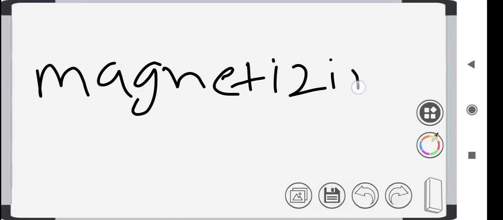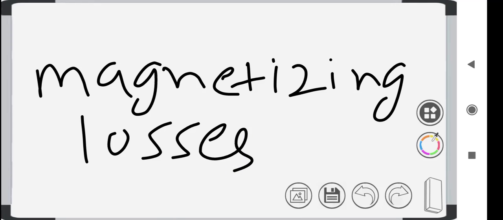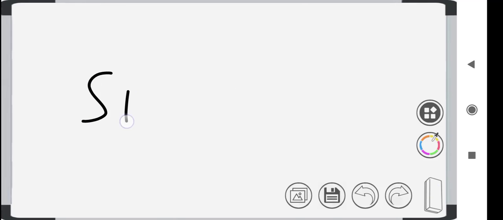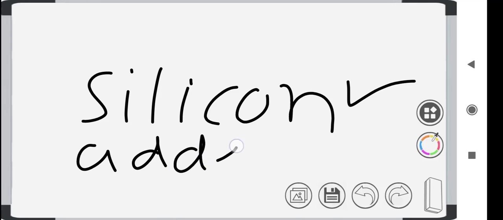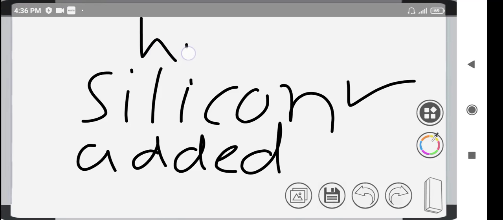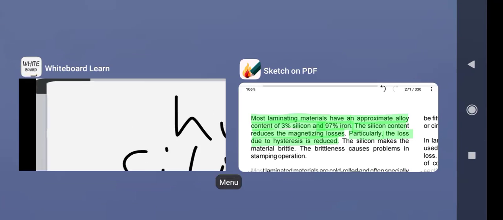This is very important. To reduce the magnetizing losses, the transformer core contains silicon. You have to remember why silicon is added. Why silicon is added in the transformer core means to reduce the magnetizing losses, especially hysteresis loss. Okay friends, this point is completed.